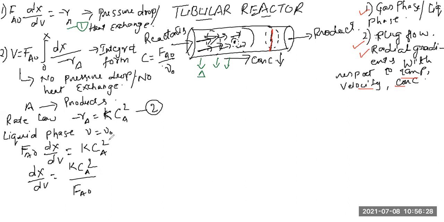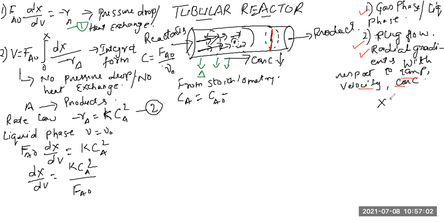And from stoichiometry, we know that when we define concentration, as we have done in previous lectures, defining concentration in terms of conversion X, the concentration at any time t would be equal to the initial concentration minus how much has reacted.